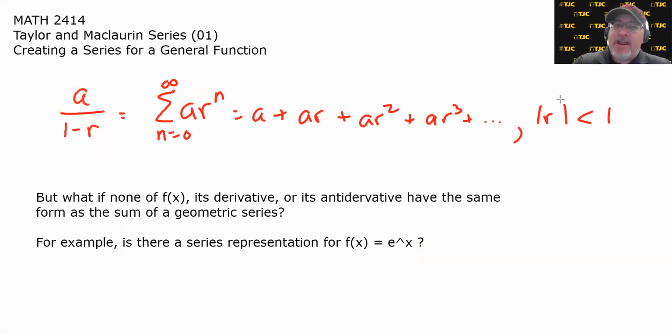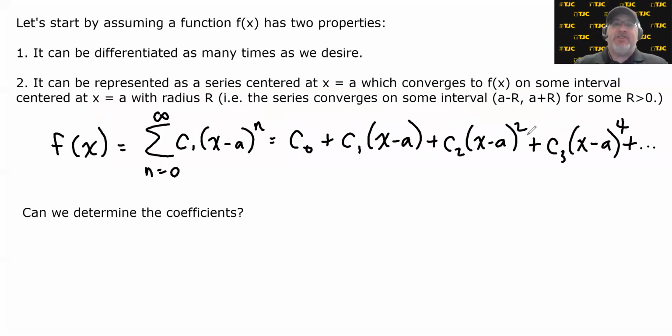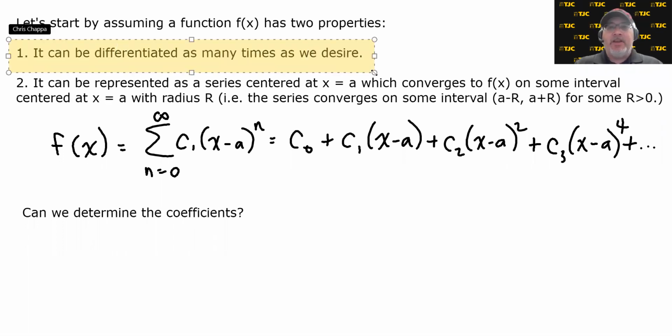Well, we're going to figure that out, and the result's going to be very nice. So before we do this, we're going to make some assumptions about the function that we're using. We're going to make two assumptions about it, actually. We're going to assume that a function f of x has two properties. Number one, our function can be differentiated as many times as we desire. In other words, we can take its derivative repeatedly.